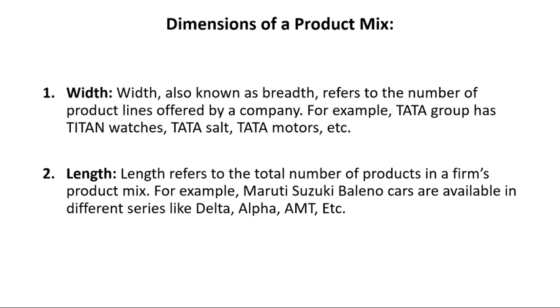Length refers to the total number of products in a firm's product mix. For example, Maruti Suzuki Baleno cars are available in different series like Delta, Alpha, AMT, etc. That is, maybe on features or looks or in price or in technical aspect, the same product is provided in different variants. So that is called length.